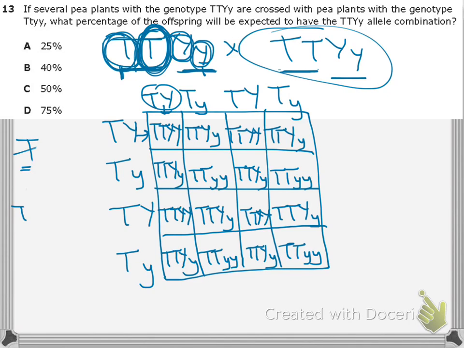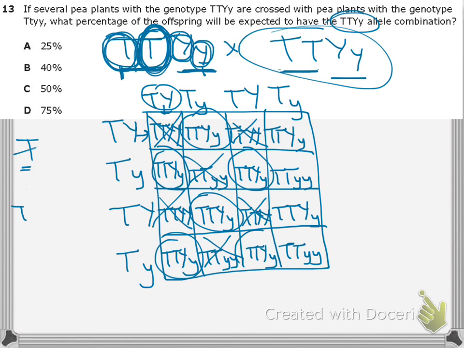So now it says what percentage of the offspring will be expected to have the big T, big Y, little y allele combination. So let's see how many of them have it. This first box is big T, big Y, so not that one. So here's one. Not this one, but here's one. Here's one, but not that one. Here's one, but not that one. So see, I'm going through and I'm just figuring out which ones have that allele combination that the question is asking me for. And this one. All right.